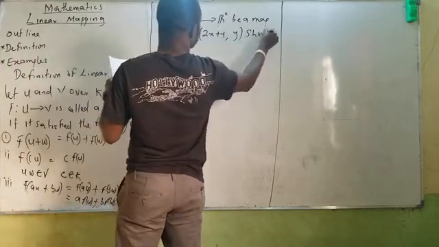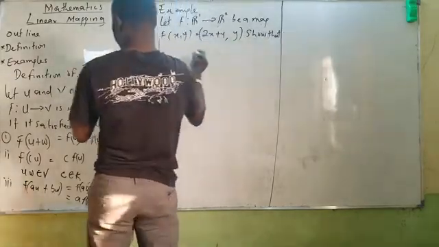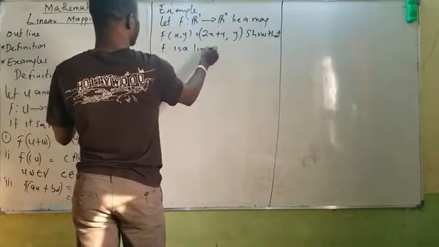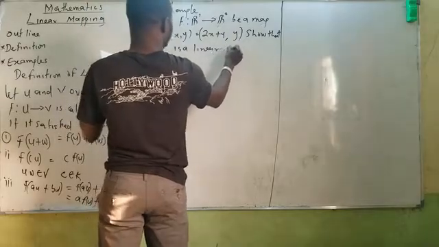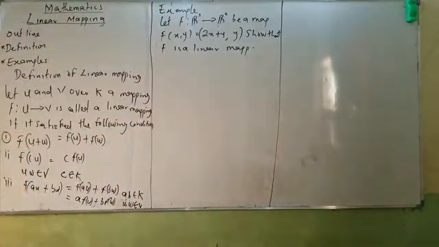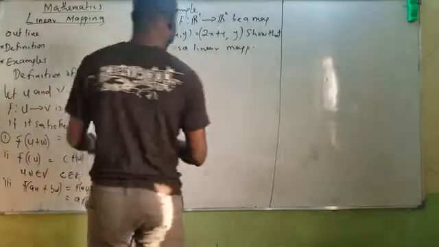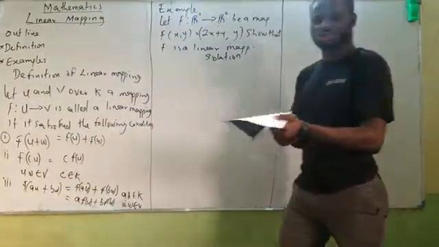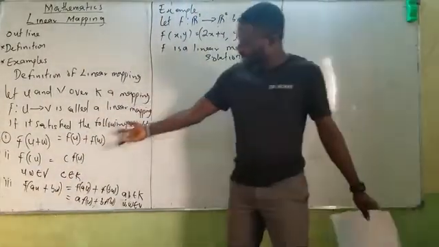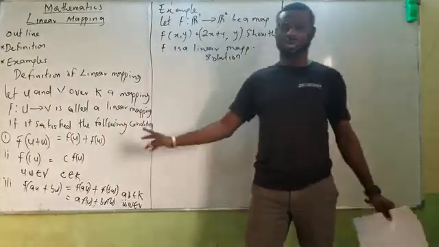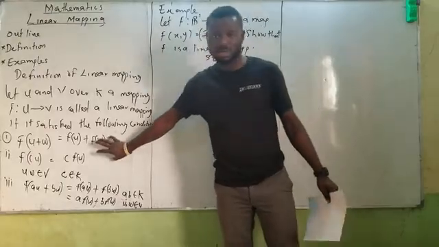Show that f is a linear map. Now, it's a very simple problem. I think due to time, I won't go beyond this anyway. By the end of this, you should be able to understand what I need to show. I will check on these 3 conditions. The 3 conditions are so important at this point.